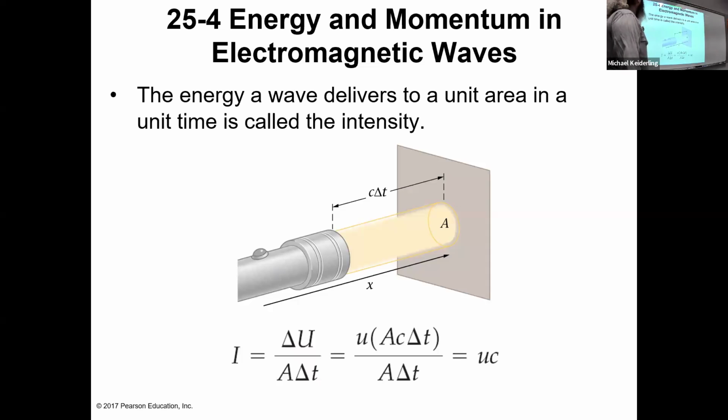Now, the energy that a wave delivers to a unit area in a unit time is called the intensity. So that's going to be watts per unit area. Intensity is energy over area times time. So that's energy density times area times speed of light times delta t, over area times delta t. Delta t cancels, area cancels. We get energy density times the speed of light.